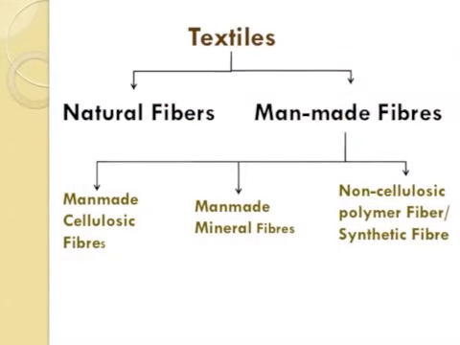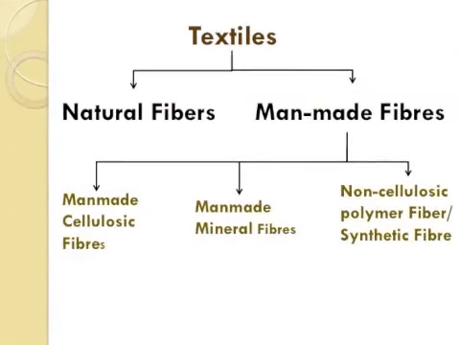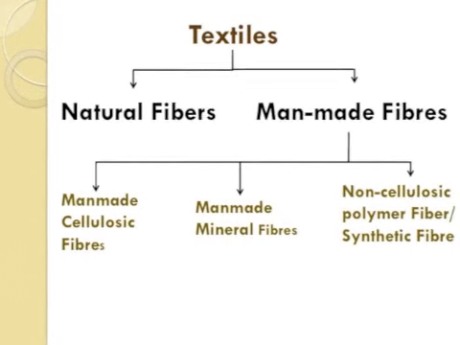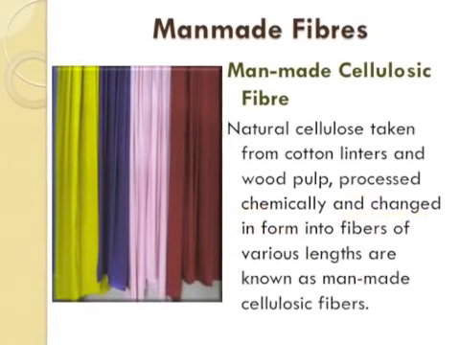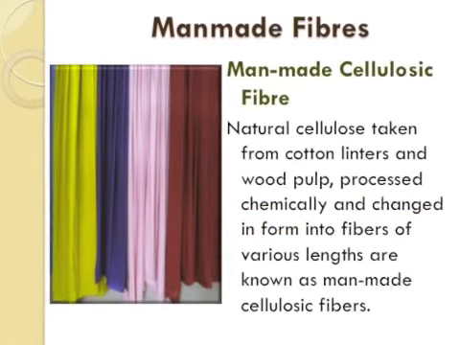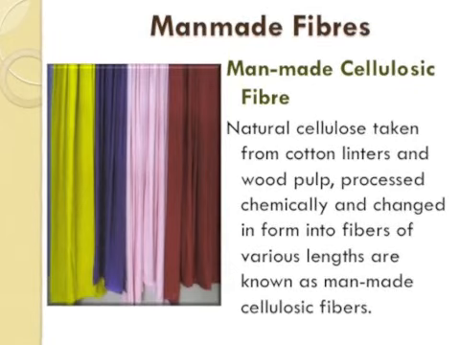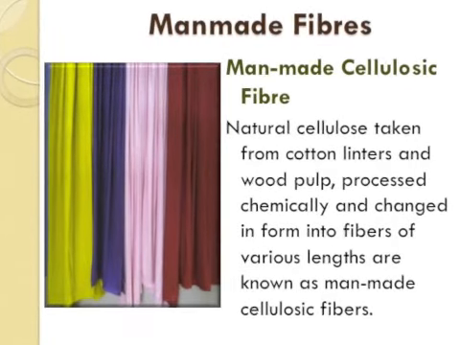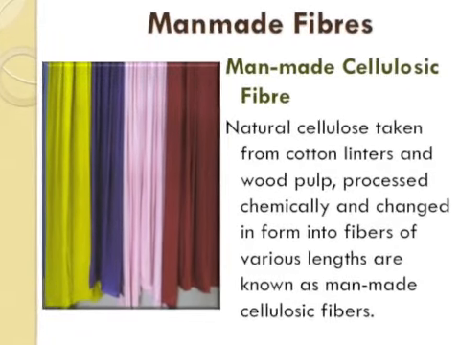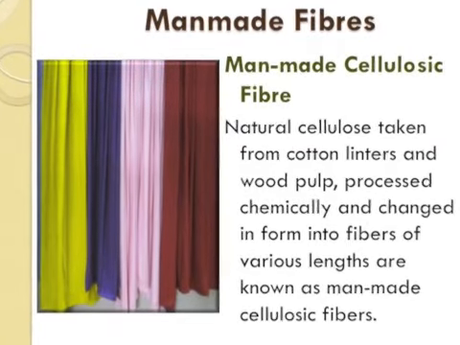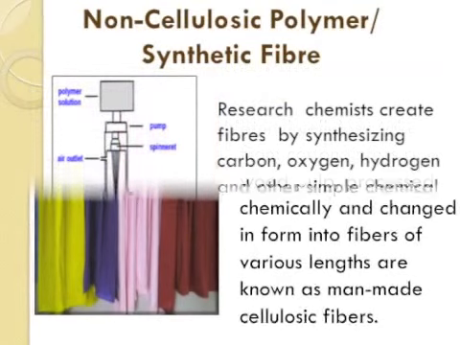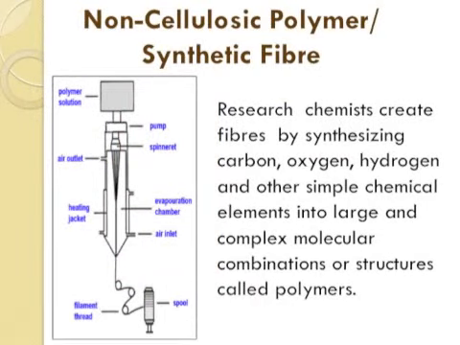Man-made fibers can be divided into two categories, that is cellulosic fibers and non-cellulosic fibers. Natural cellulose taken from cotton linters and wood pulp, processed chemically and changed in form into fiber of various lengths, are known as man-made cellulosic fibers.